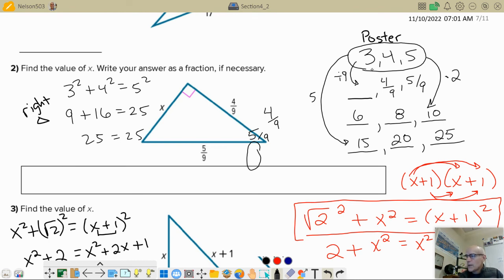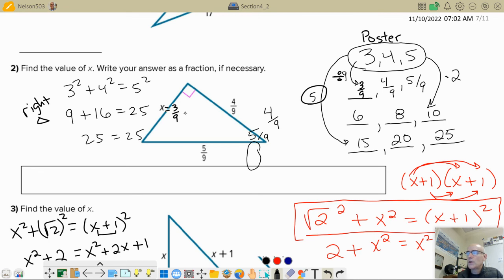So I was pointing out that we could double each one of those numbers and just come up with a bigger triangle that's similar to a 3, 4, 5. So it's still a right triangle, 6, 8, 10. Or I can multiply it by 5 and get 15, 20, 25. Or I could do something crazy like divide by 9. If I divide by 9, I would get 3 ninths, 4 ninths, and 5 ninths. So 3 ninths is the side length right over here.